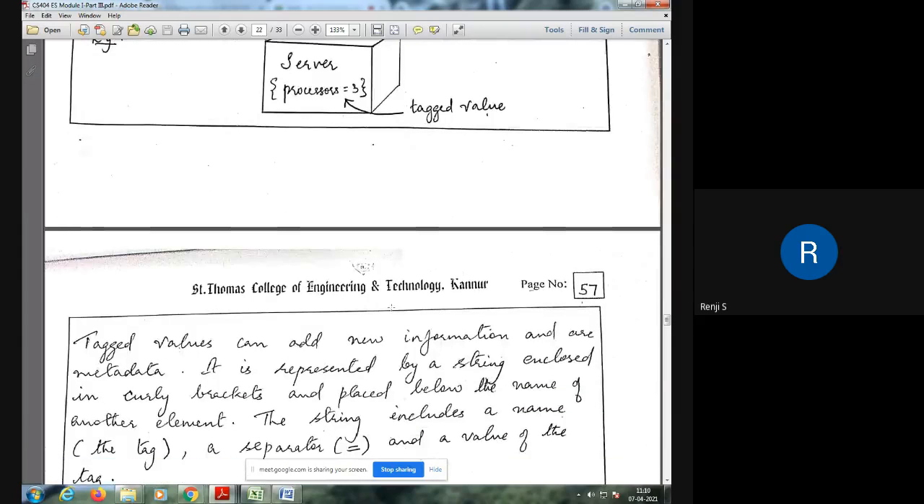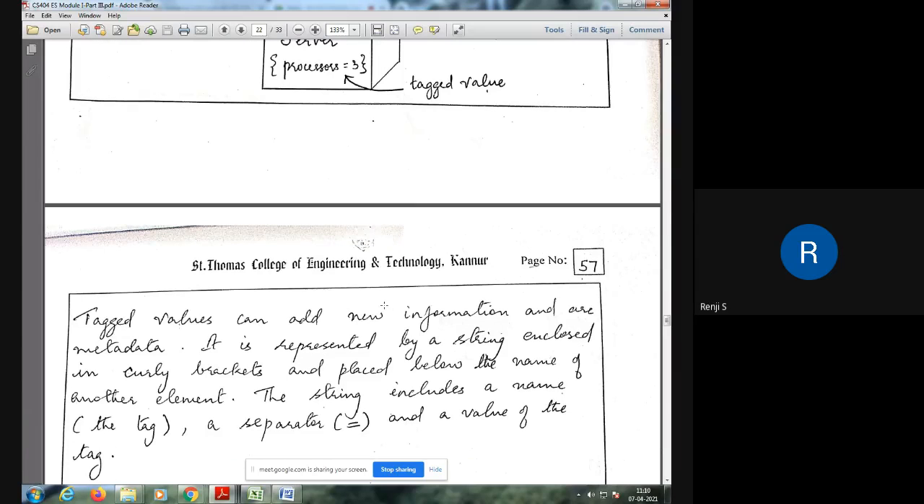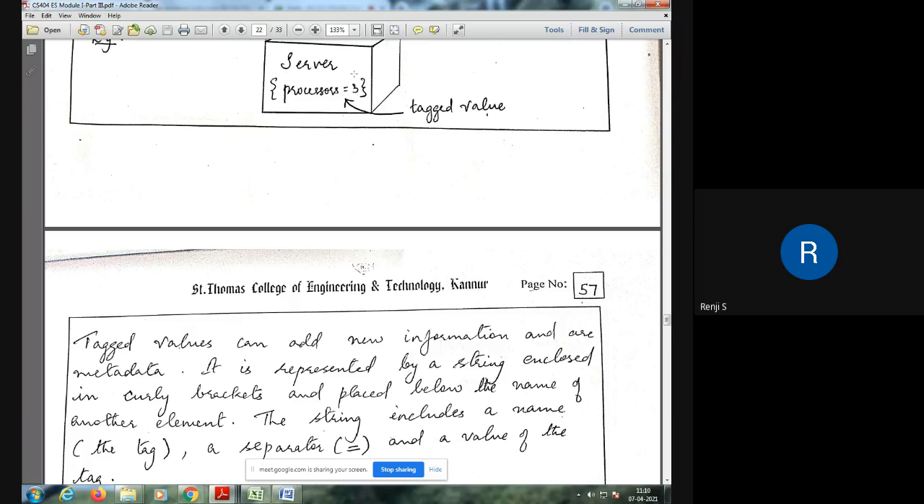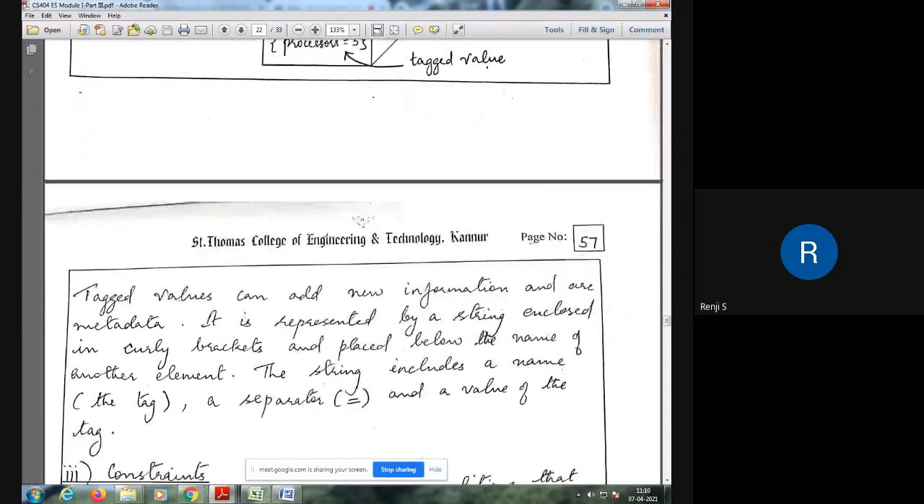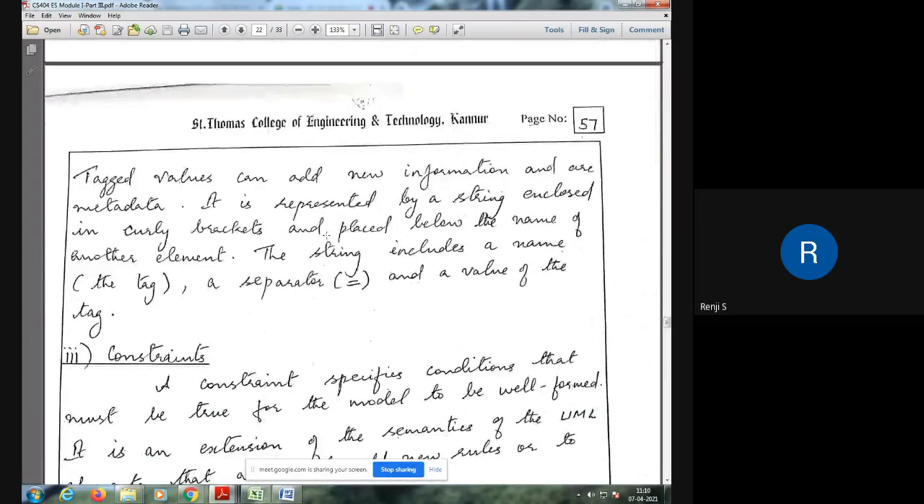It is helpful for adding new information, and hence we can call it metadata. It is represented by a string, enclosed in curly brackets, and it is often placed below the name of the element which we want to extend. The string includes a tag, which is a string called the tag. Then there is an equal to symbol in between, and then the value of the tag is written after the equal to. Equal to is the separator, and then you have the value of the tag.